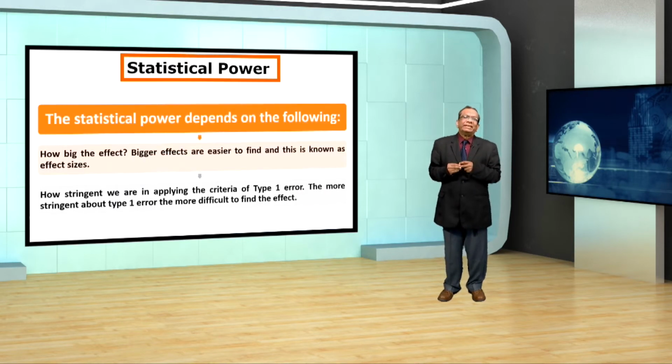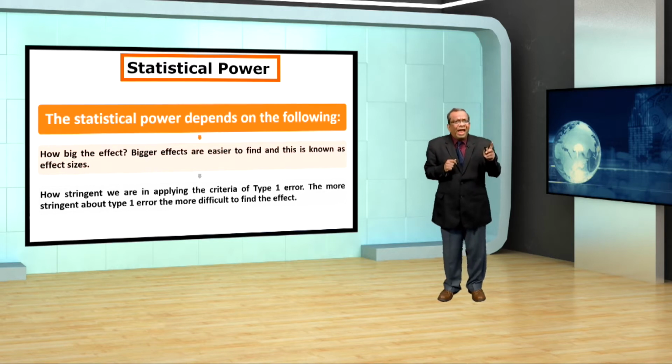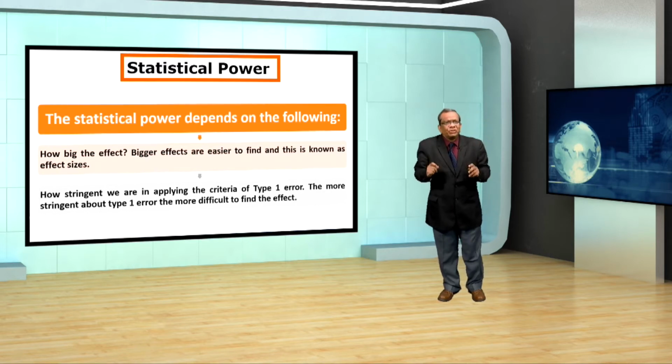Statistical power depends on the following. Number 1, how big is the effect? Bigger effects are easier to find, and this is known as effect size. If there are bigger effects, we should be able to identify them, and that we call effect sizes.